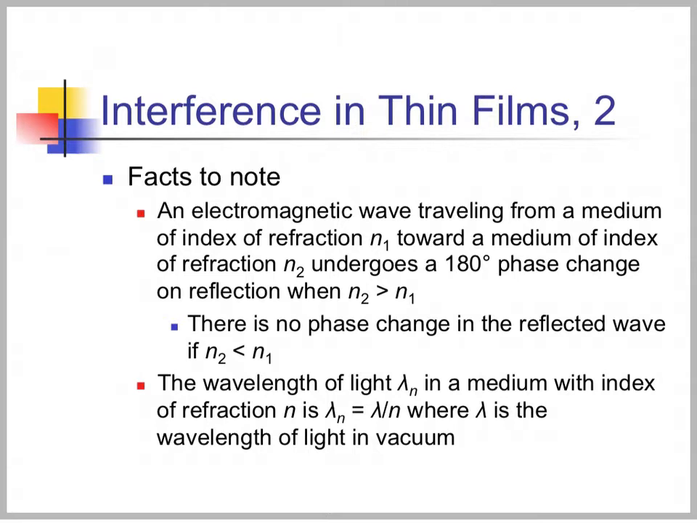So some facts to remember when dealing with thin films. An electromagnetic wave traveling from a medium of index of refraction n1 to n2 undergoes a phase change when n2 is bigger than n1, and no phase change when n2 is less than n1. And also remember, the wavelength of light in a medium with an index of refraction n changes. So lambda sub n refers to the wavelength inside a medium that has an index of refraction n, where lambda is the wavelength of light in air or in a vacuum.